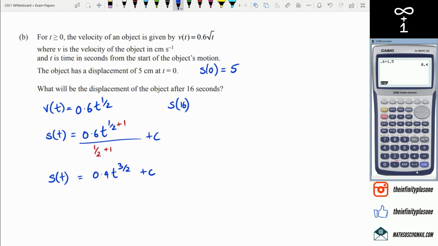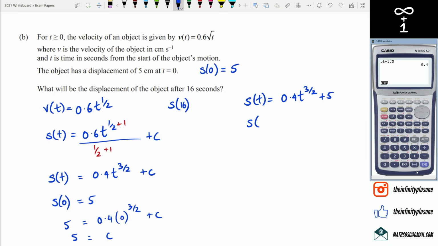Now, we know that s of 0 is equal to 5. So we're going to put that here. s of 0 is equal to 5. So 5 is equal to 0.4 times 0 to the power of 3 over 2 plus c. And because 0 to the power of 3 over 2 is just 0, we can say that c is equal to 5. So what we've figured out is s of t. s of t is 0.4 t to the power of 3 over 2 plus 5.